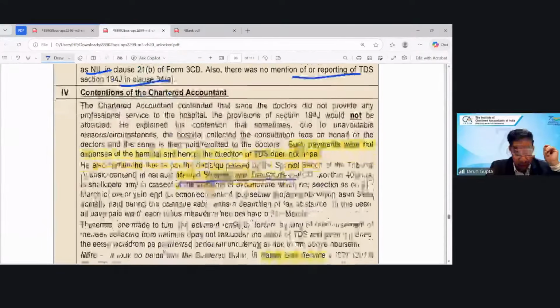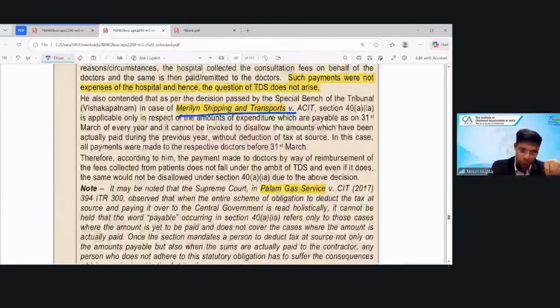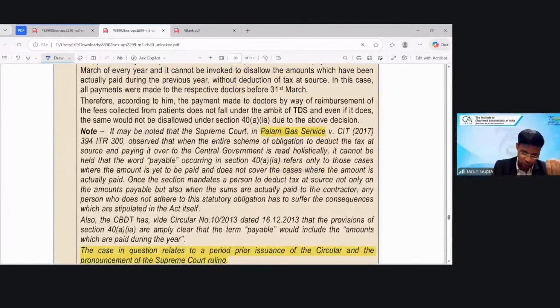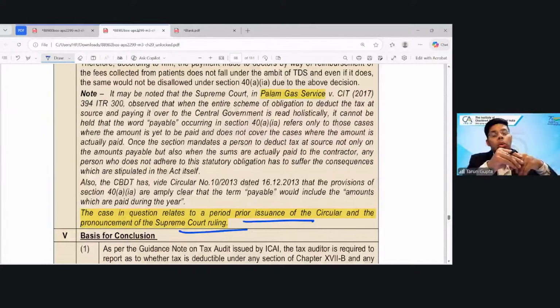But this case law was overruled by the Supreme Court decision and also by the CBDT circular. But the Supreme Court decision and the CBDT circular were subsequent to the signing of the tax audit report. So now we have to decide whether the CA is guilty of misconduct or not.